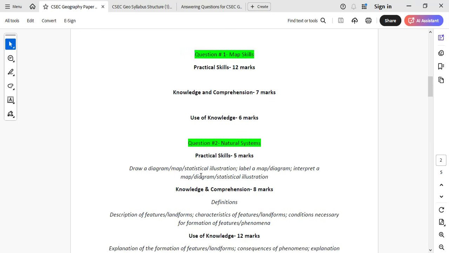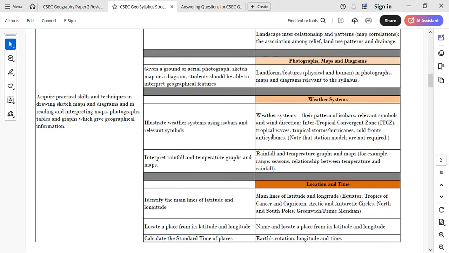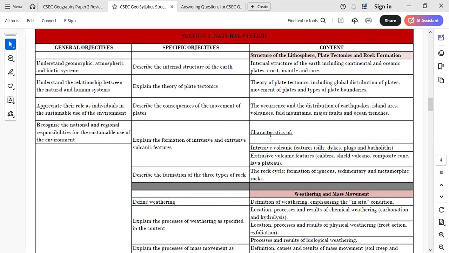The second question is going to be natural systems. And of course, natural systems is the largest section in the entire syllabus, and it requires everything from internal forces right down to natural hazards and disasters. There is no saying or hint of what could come, because again, it's a large component of the syllabus. But again, it's important that you understand the basic concepts associated with certain topics, and even you can expand on those.